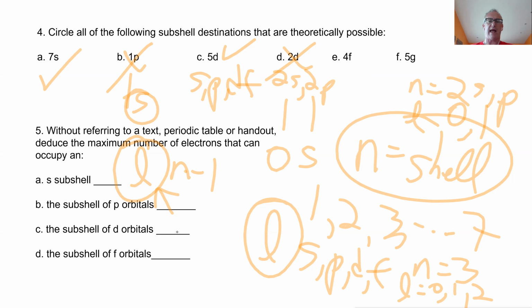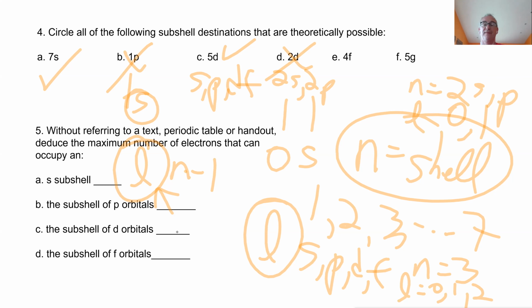What about 4f? Is that a possibility? Yes, it's possible. How come? I can find the same rule, N minus 1, I believe. Yeah, I know D is up to 3 and F up to 4 too.